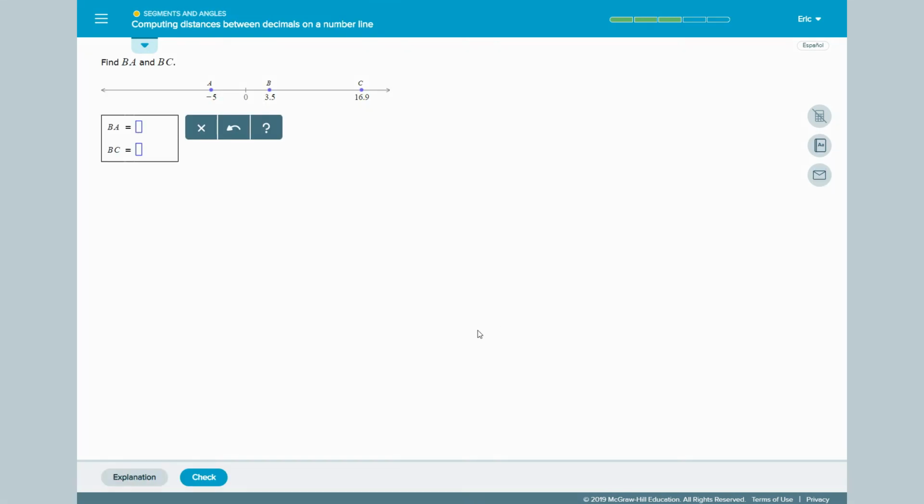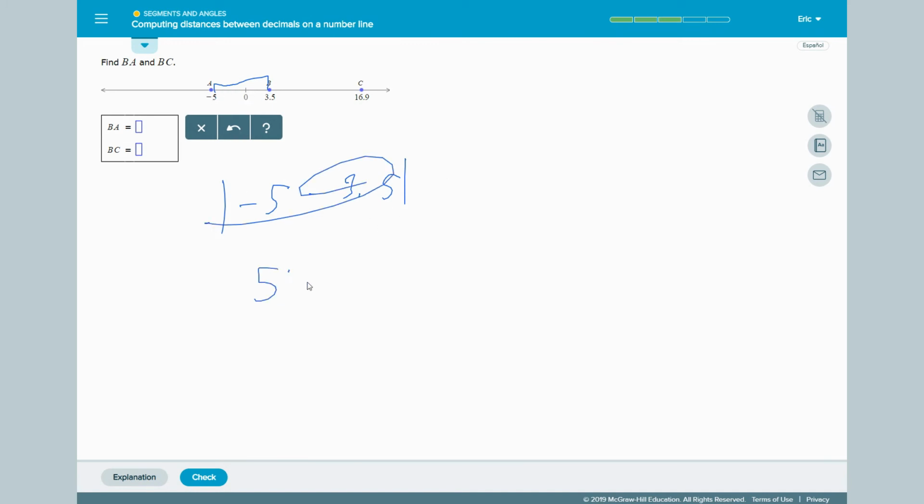Computing distances between decimals on a number line. This isn't exactly a hard topic, it's just dealing with decimal numbers, doing the same things we've been doing. So BA is the distance from this to this. So we would just do the absolute value of -5 minus 3.5. Now, I'm going to be honest with you, especially if you're going from a negative number to a positive number, if you're not comfortable doing this whole absolute value thing, just count it.